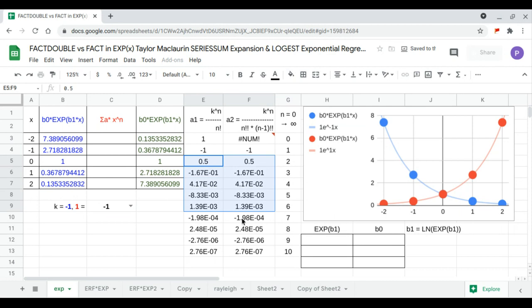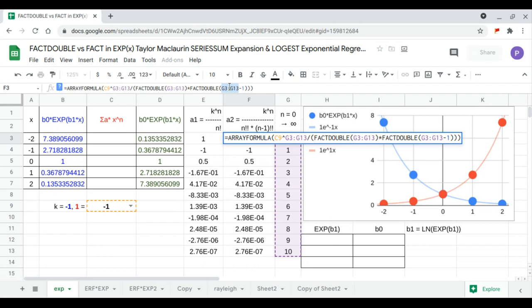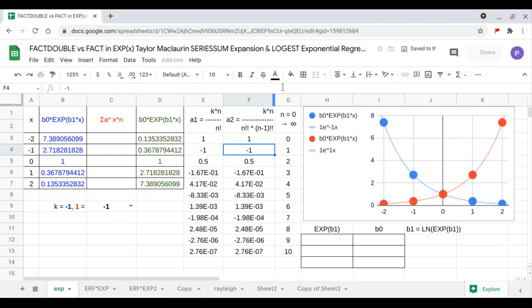You'll notice these values are exactly the same, except for the first item. We'll correct this. So if n is 0, then 1. So we use if n equals 0, then 1. Otherwise, calculate. Now it's corrected. They're both the same.